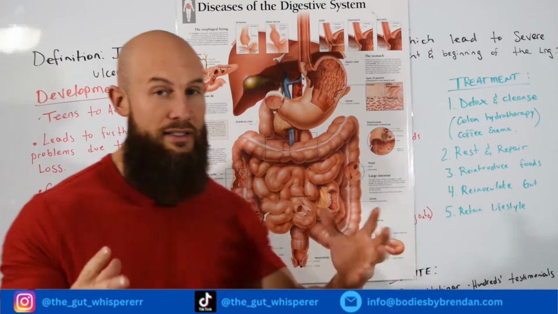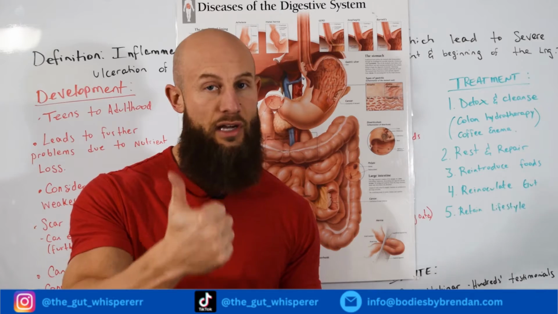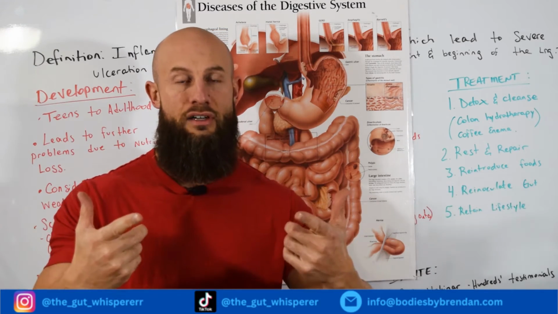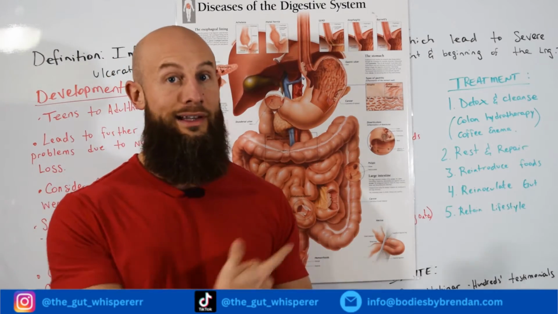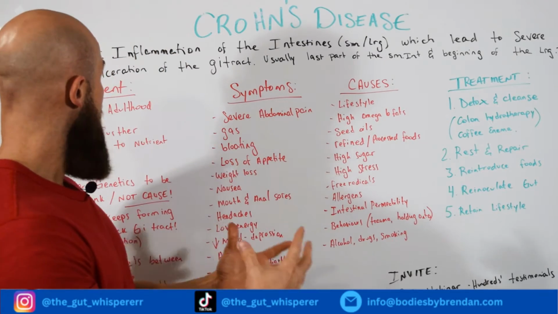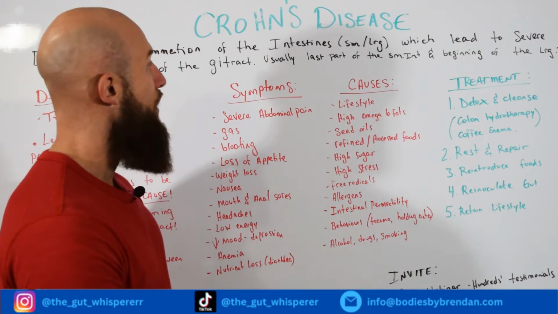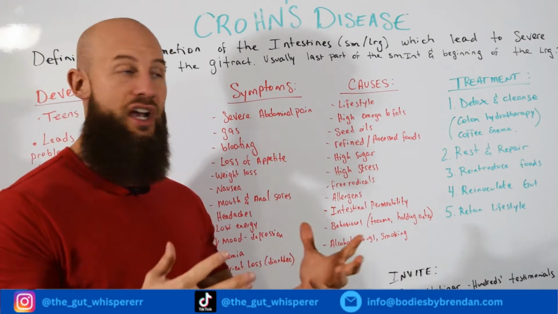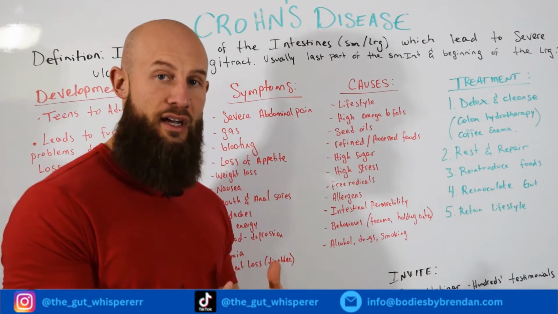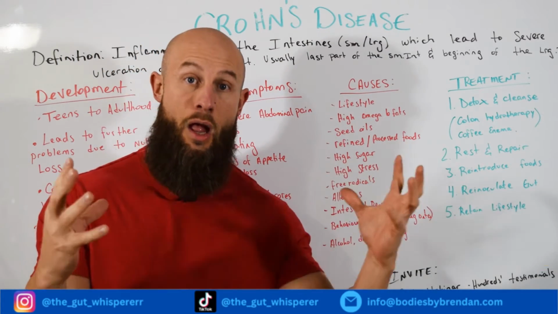So what we really need to understand fundamentally is, the bottom line is this: Crohn's disease, A, it's autoimmune, B, it's inflammation. When you understand that, then we can really start to apply all of these other teachings. So let's begin. Let's start with a definition. Crohn's disease: inflammation of the intestines, both small and large, which leads to severe ulceration of the GI tract. Usually, like I said earlier, in the last part of the small intestine or the beginning part of the large intestine, and again, in serious cases, both.